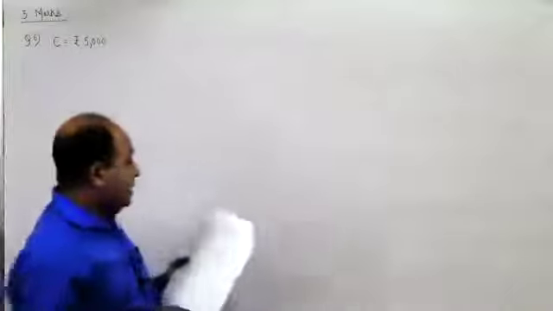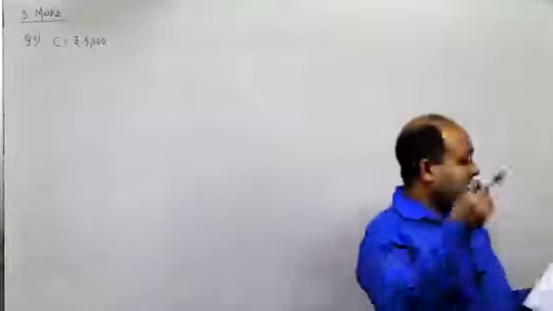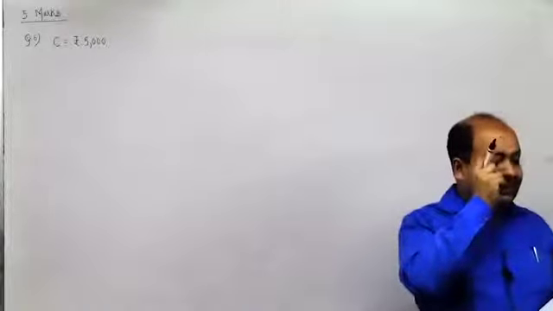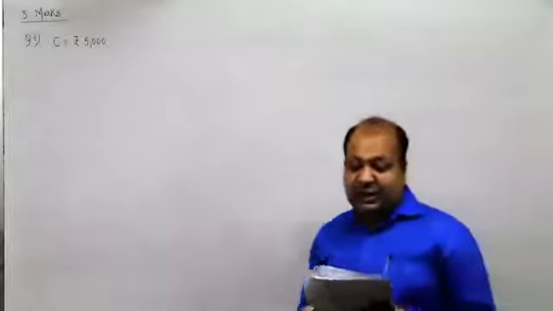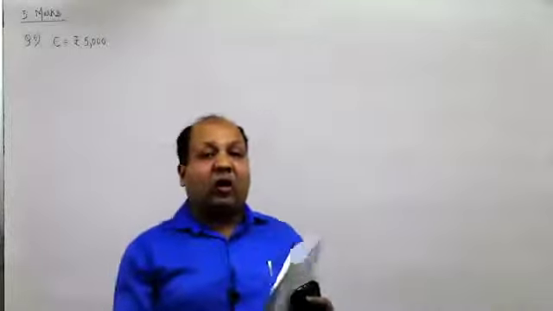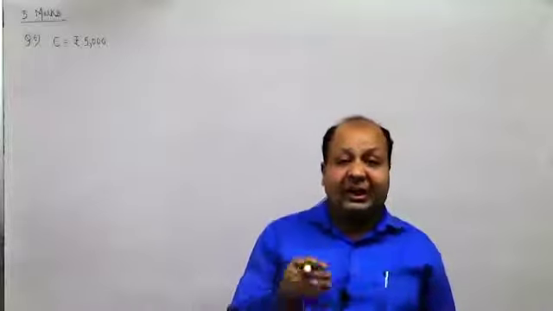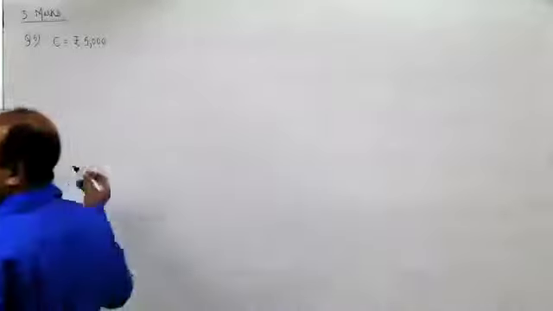This is what he is paying every year. Now, they haven't mentioned whether it is paid at the end of the period or at the start of the period. We'll assume it to be ordinary annuity or annuity immediate.